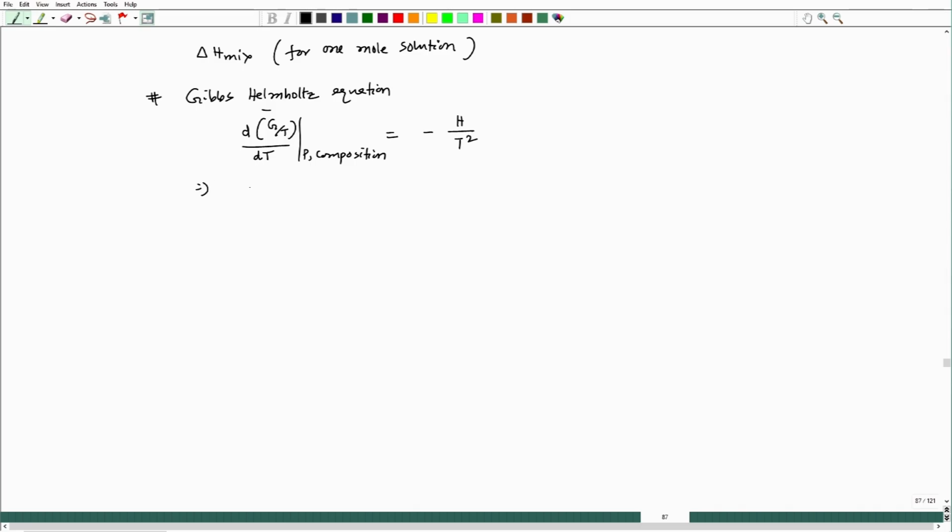The same thing can be extended to delta G by T, at constant P and composition, and it can be written as del H by T square. The same thing can be used here in order to find out del H mix. So, this is finding del H mix. Fine. So, we can write a similar thing and extend it.